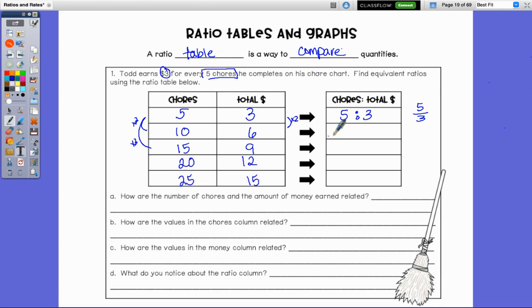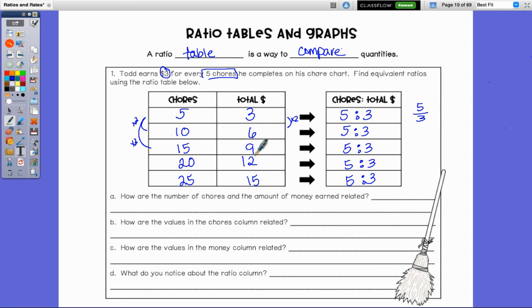The thing is, if we simplify every time, we still find out for every 5 chores he does, he gets $3. So these are all equivalent, right? So if we were to write them as fractions, 10 to 6, 15 to 9, 20 to 12, 25 to 15, we could simplify them all back to 5 to 3.